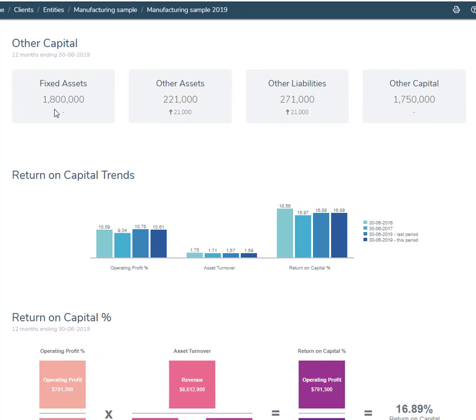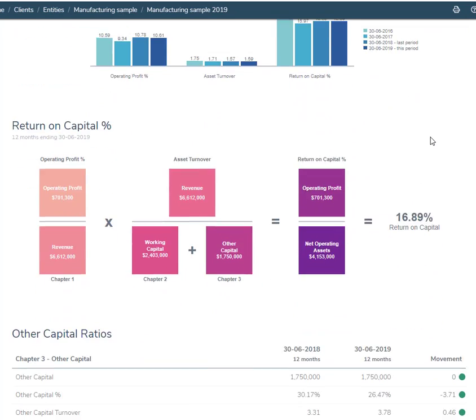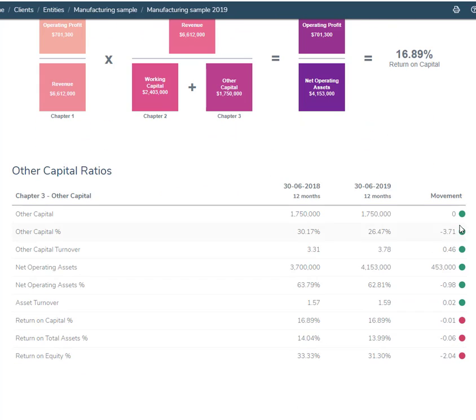our other capital. So our fixed assets have stayed the same. Other assets have increased slightly, liabilities increased slightly. Other capital hasn't moved. So our trends are fairly stable on this. Plenty of green ticks, a few small changes down the bottom here. Obviously our return on how much we're putting in is lower, which is not good. So the business owners are getting less back, basically because it's taking so long to get things done, to get the revenue back into the system.